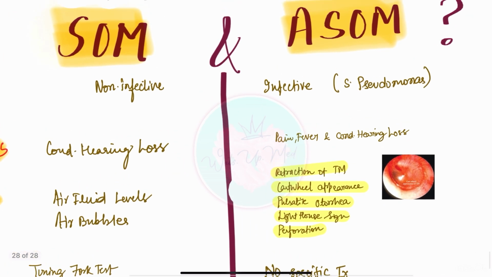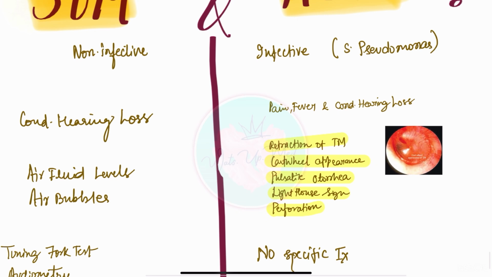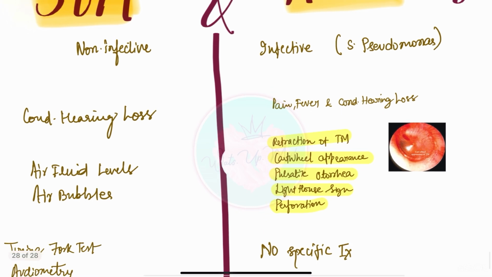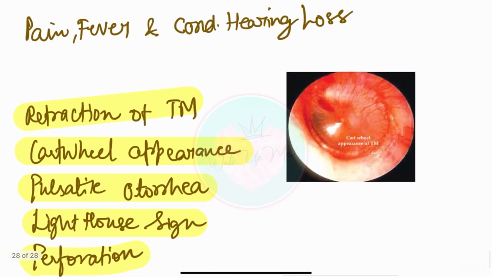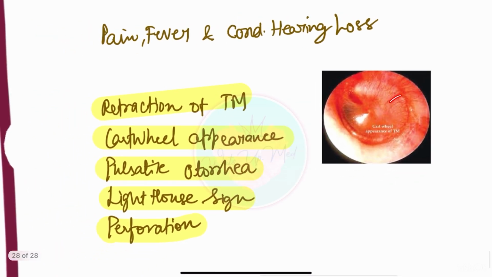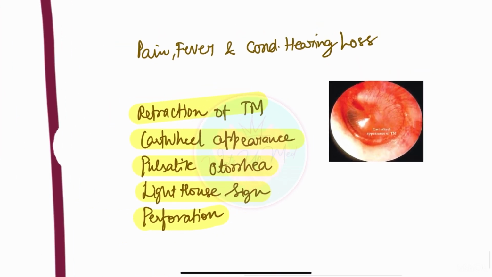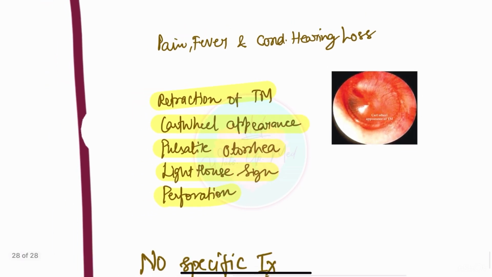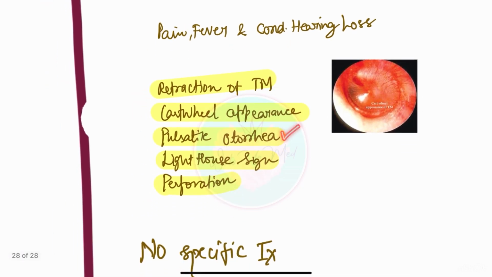On the other hand, ASOM being infective will show a lot of pathological changes, which include retraction of tympanic membrane, cartwheel appearance on the tympanic membrane. You can see here the image of cartwheel appearance, which is because of the vascular arrangements, which is because of the infection going on. This is not normal. So whenever there will be vascular arrangements like this, like a cartwheel on the tympanic membrane, you'll get to the diagnosis of ASOM. And along with that, we will have pulsatile otorrhea, lighthouse sign.